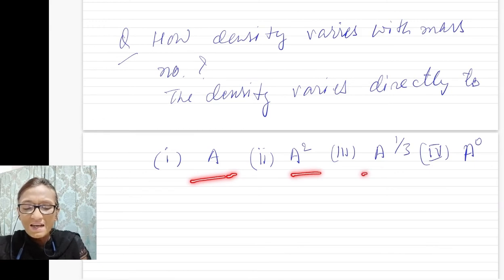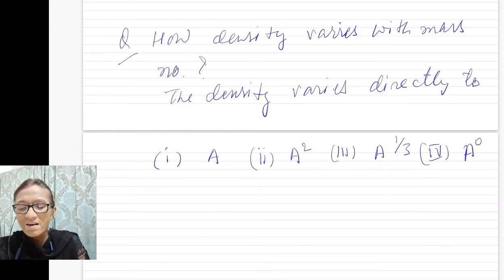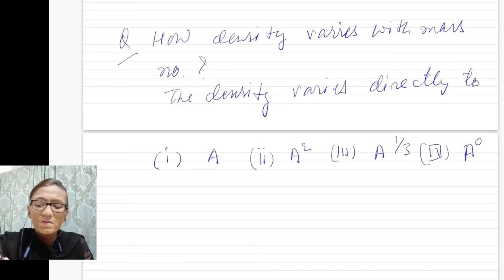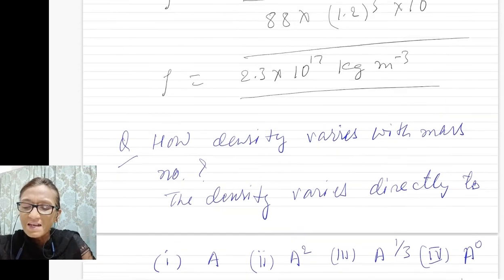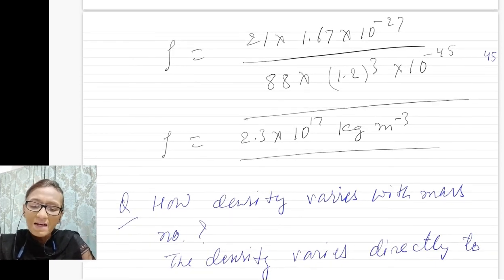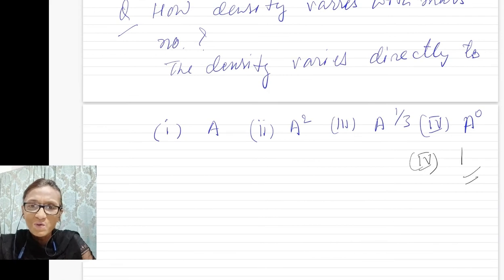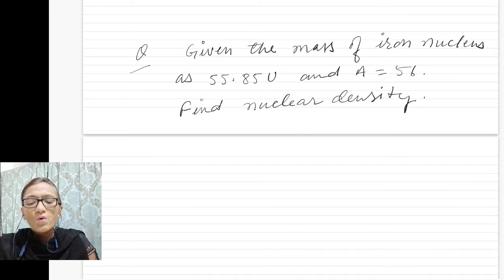It cannot be option A, cannot be B, or cannot be 3. Here you have in the 4th option A raised to power 0. You know that any quantity raised to the power 0 is equal to 1. So the 4th option actually is 1. So you can write density is proportional to 1. Your 4th option is correct. Questions of this kind related to density of nucleus come in your exam.